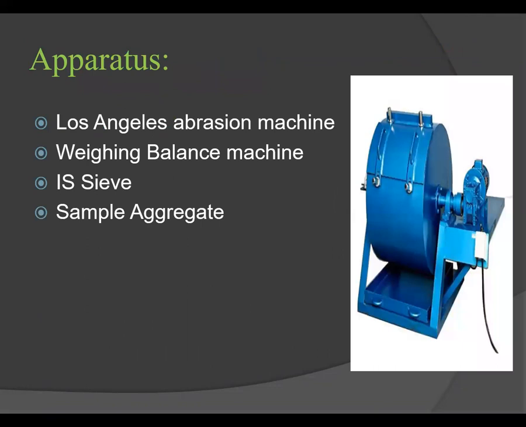Then let's see the required apparatus. For this we require the Los Angeles abrasion machine. You can see here in this figure, this is our Los Angeles abrasion machine. Then we also require a weighing balance machine, IS sieves, and a sample aggregate for testing.